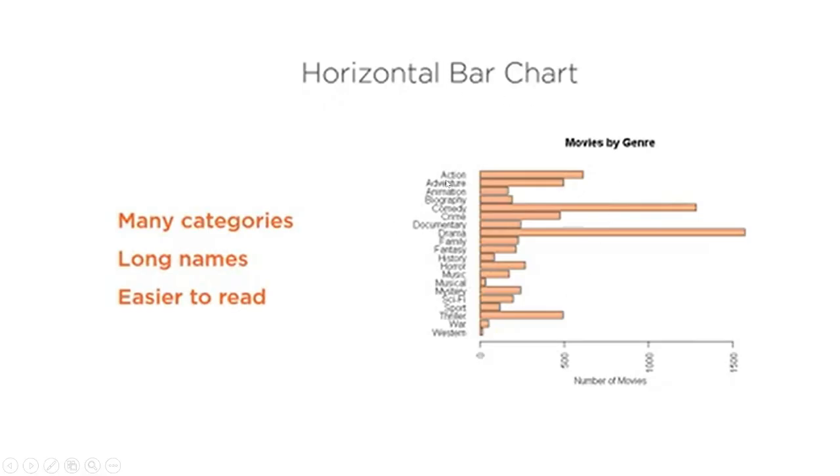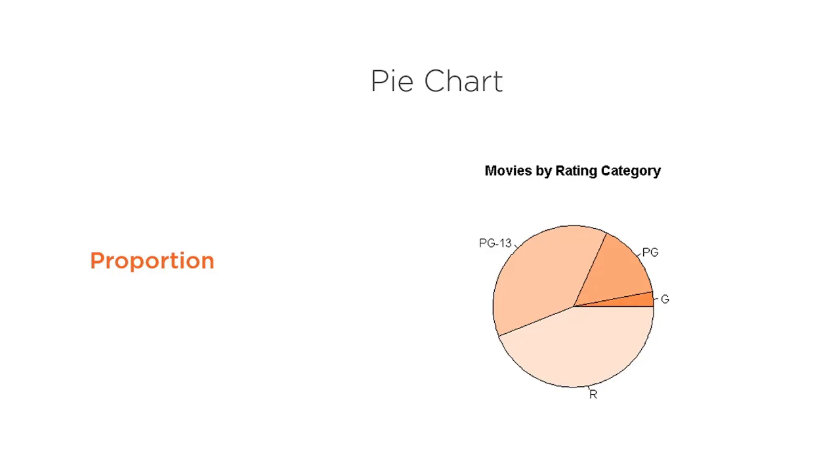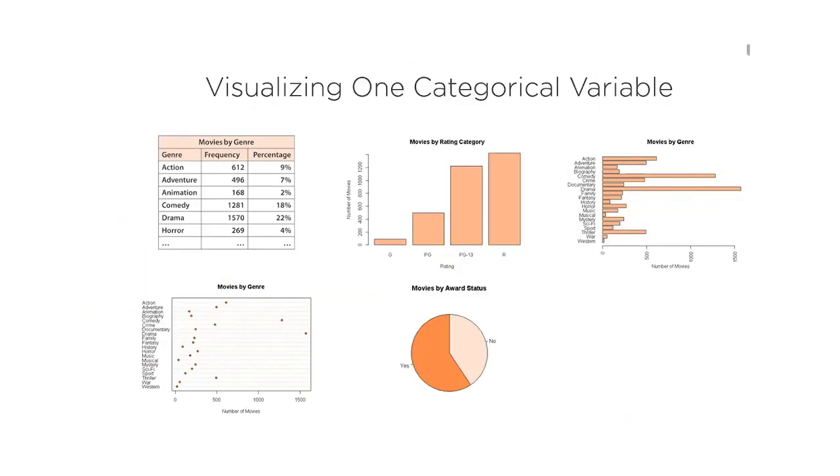We use a horizontal plot if there are a number of categories. The dot plot has a better data to ink ratio and is easier to read, but not everyone can understand it, so in practical use you will observe the bar plot most of the time. For the pie chart, instead of count, when we are more interested in a particular percentage, we go with the pie chart. So when there is a single categorical variable, we have the vertical bar plot, horizontal bar plot, dot plot, or the pie chart.